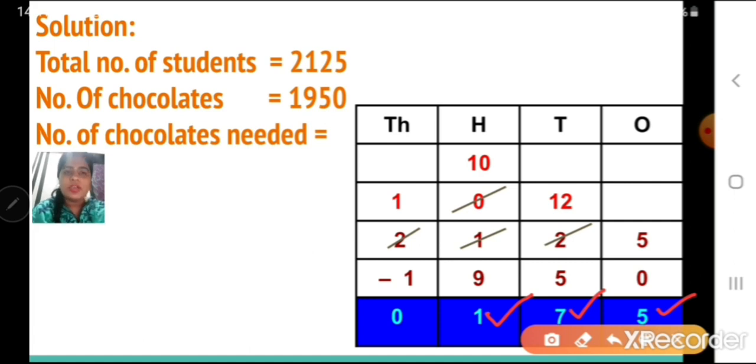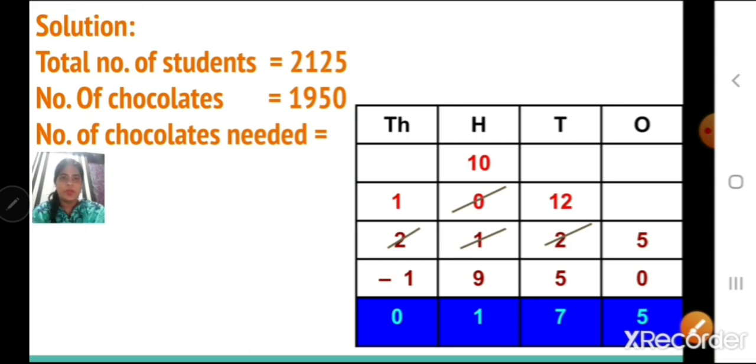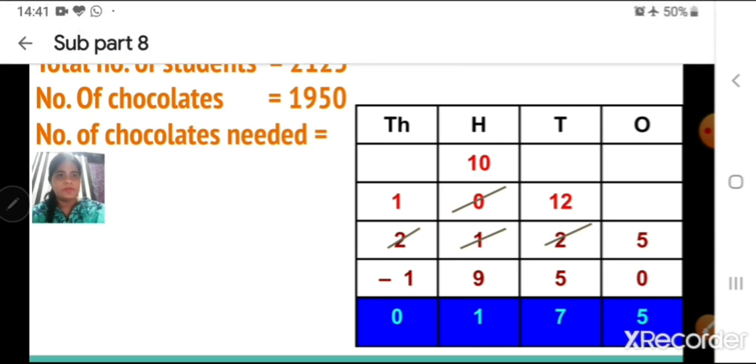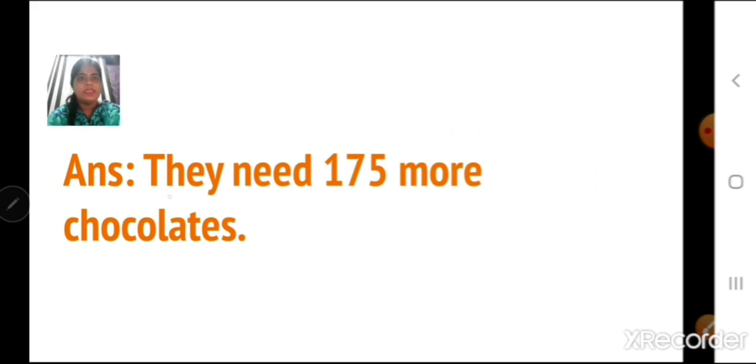So how many more chocolates does the school need? 175. Note it down, children. Draw the boxes properly. Write it down properly, children. Then write the answer. They need 175 more chocolates.